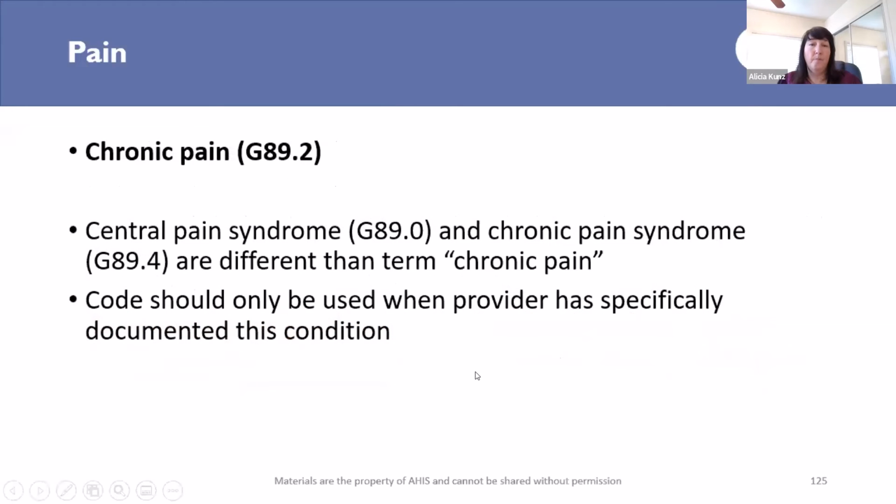Chronic pain. G89.2 is the code for chronic pain, but we also have codes for central pain syndrome, G89.0, and chronic pain syndrome, G89.4. So be very careful when you see syndrome codes. Only code chronic pain syndrome if your physician documents chronic pain syndrome. If they just say they have chronic pain, again, it would be a code from G89.2, but if they say chronic pain syndrome, G89.4. And again, only use it if the physician has documented it. Next.